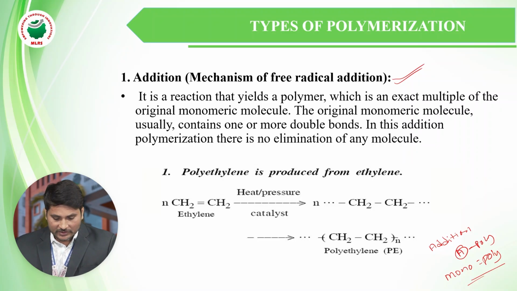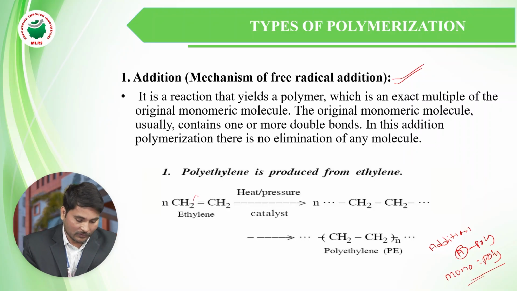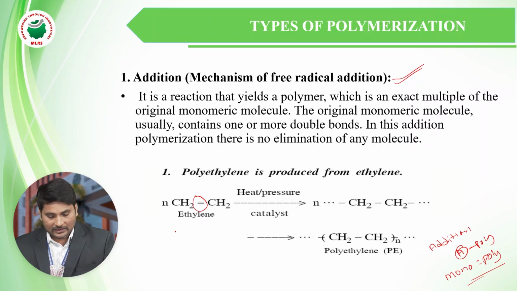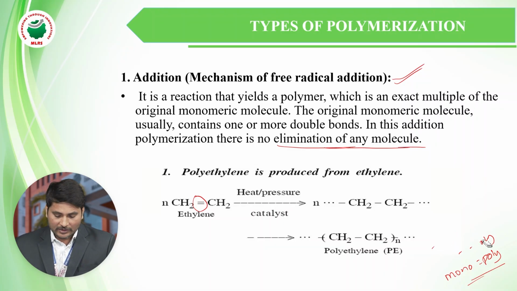In addition polymerization, the original monomeric molecules usually contain one or more double bonds. In addition polymerization, there is no elimination of any molecules. As I already said, there is no elimination of byproducts. We are not getting any byproducts in addition polymerization. To understand addition polymerization, the preparation of polyethylene is the best example. It is a simple structure to understand addition polymerization.